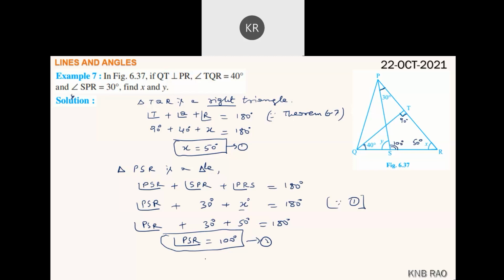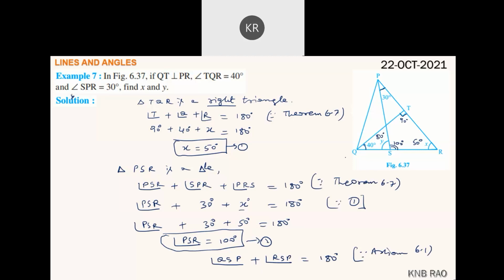Angle y and angle PSR are linear pairs. So angle QSP plus angle RSP equals 180 degrees. Reason? Axiom 6.1. Theorem 6.7 will come here too, and 80 degrees will also come by axiom 6.1. So angle S is equal to 80 degrees.